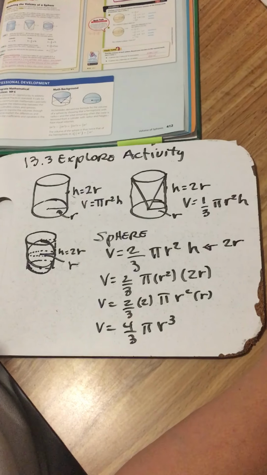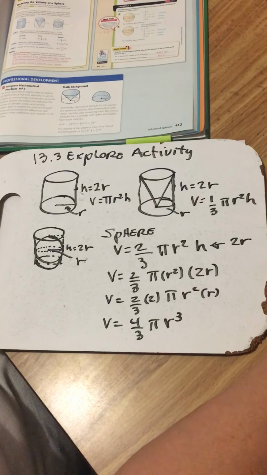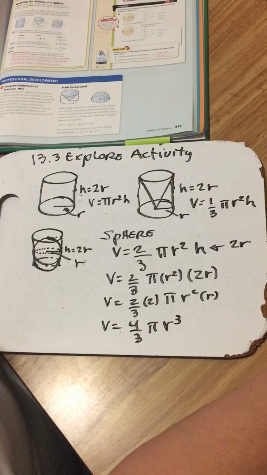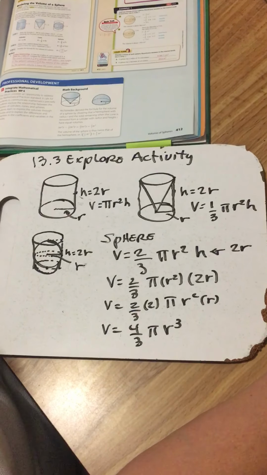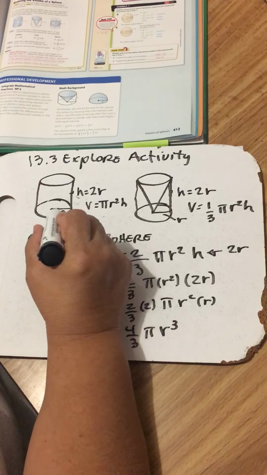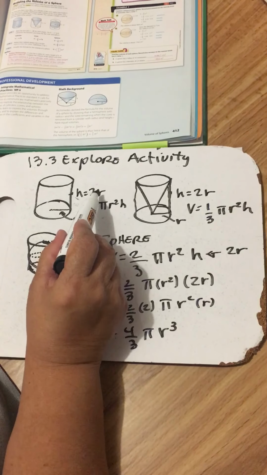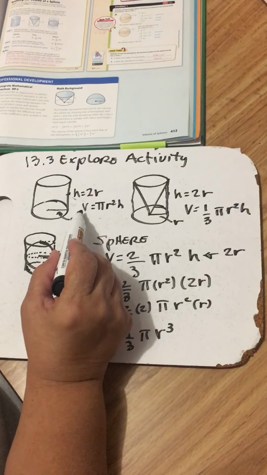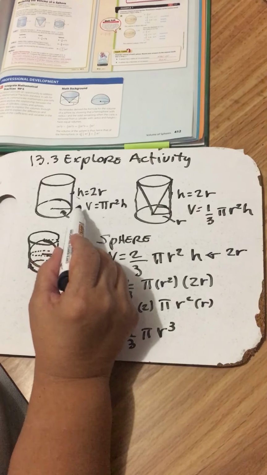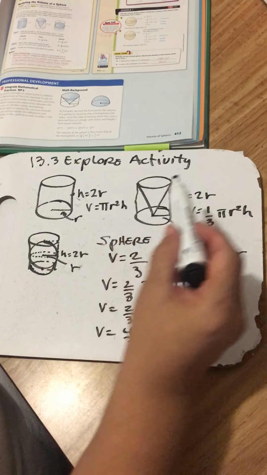This is the lesson 13.3, volume of spheres. We're going to answer the Explore activity. If you check, you have 3 drawings there on page 411. We have 1 cylinder that has a radius of r and the height is 2r, or 2 radii. Then the volume is going to be the volume of a cylinder, that's going to be pi r squared times height.